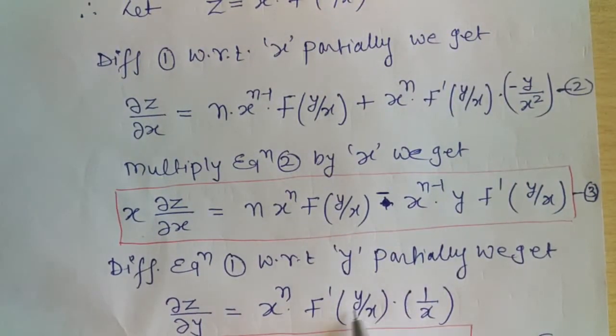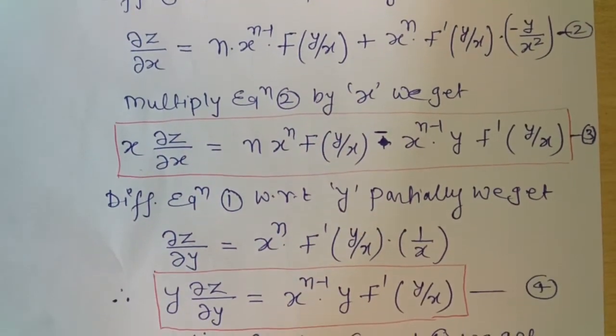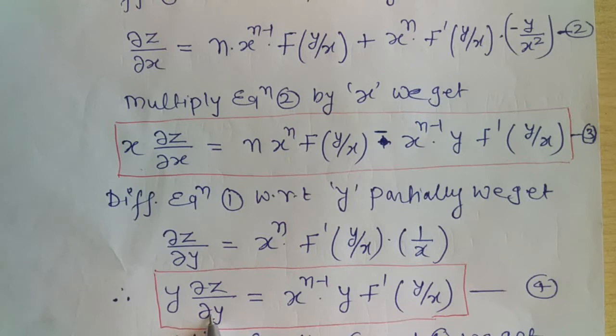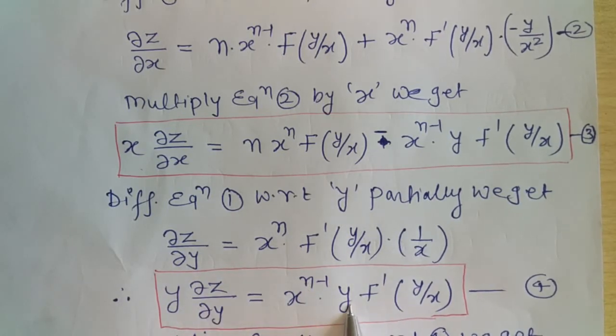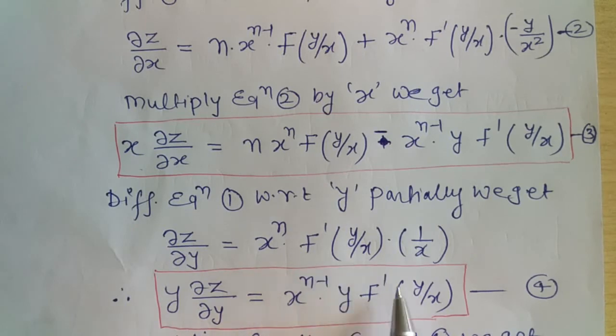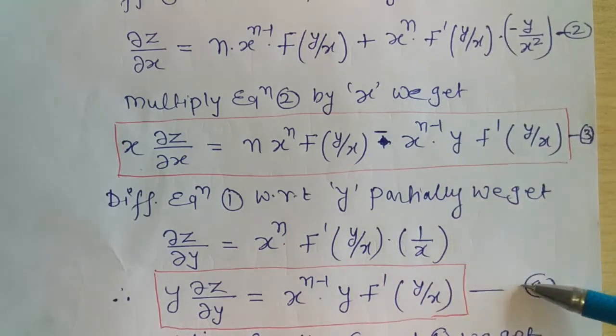Now multiply this expression by y, we get y del z by del y equal to x power n upon x gives x power n minus 1 multiplied by y into f dash of y by x. So this is the value of y del z by del y, the partial derivative of z with respect to y multiplied by y.